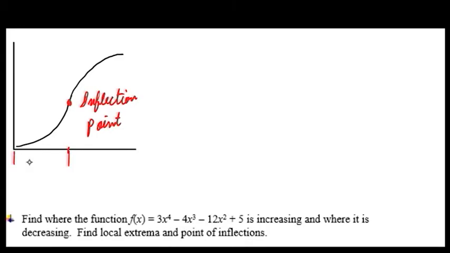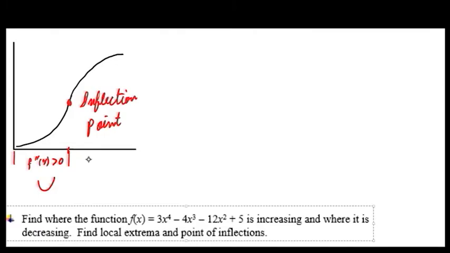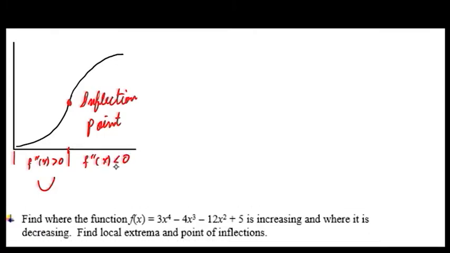You see, f double prime of x has to be positive because it's concave up. You know what I'm saying? And then in this part, f double prime of x needs to be negative since it's concave down. Do you see that? Well, do you remember the intermediate value theorem? If the function, and f double prime is a function, changes from a positive value to a negative value, then it has to go through 0, right?